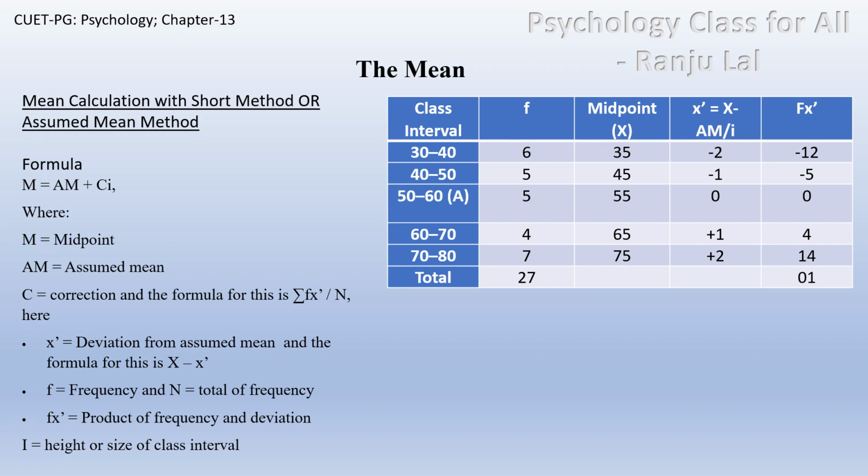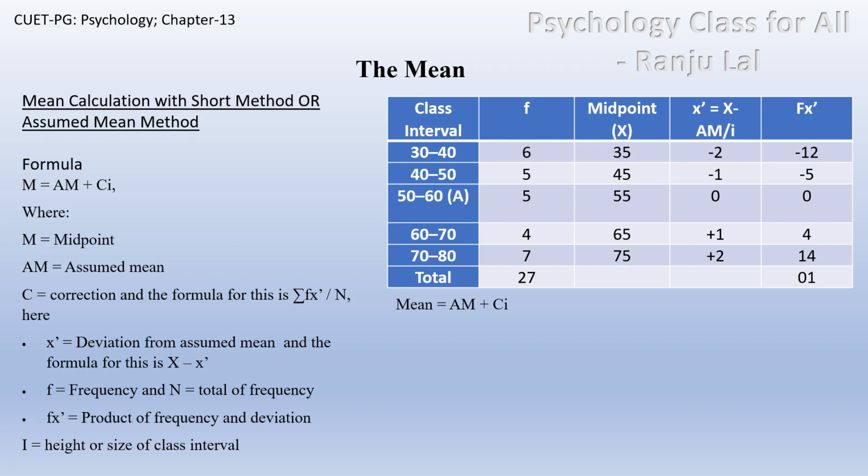As the total number of class intervals is 5, the midpoint of the third class interval will be taken as the assumed mean. Now to calculate deviated x, there is a formula for this. Deviated x is equal to midpoint minus assumed mean divided by the size of the class interval. Here, for the first row, the midpoint of 35 will be subtracted by the assumed mean of 55, and the outcome will be divided by 10 as the size of the class interval.